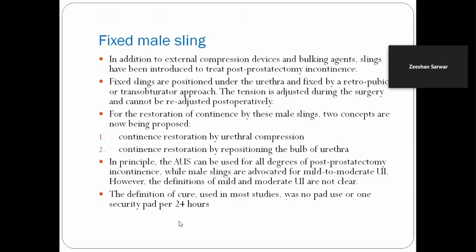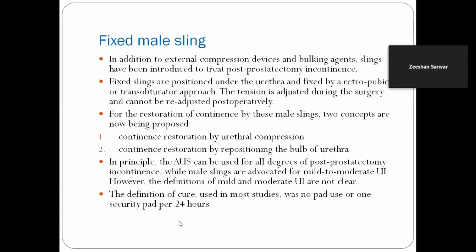Fixed male sling. In addition to external compression devices, slings have been introduced to treat post-prostatectomy incontinence. The fixed slings are positioned under the urethra and fixed by the retropubic or transobturator approach. The tension is adjusted during the surgery and cannot be readjusted post-operatively. For the restoration of continence by these male slings, two concepts are now being proposed: continence restoration by urethral compression, and continence restoration by repositioning of the bulb of the urethra.